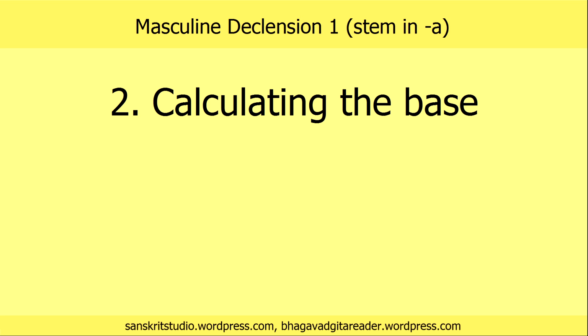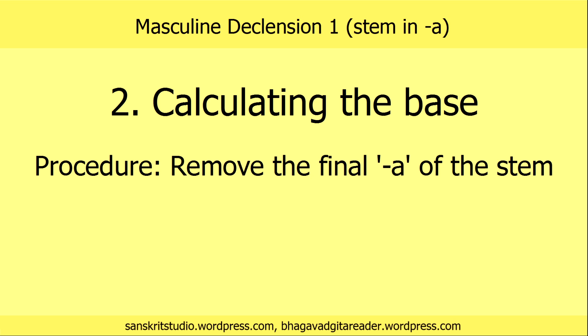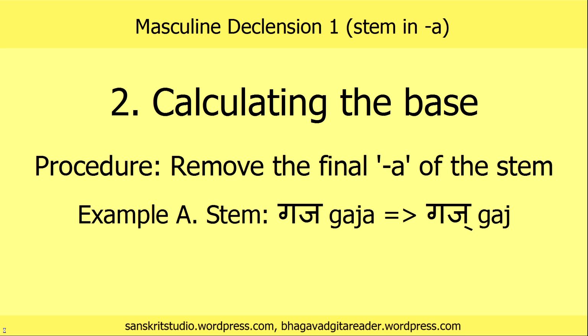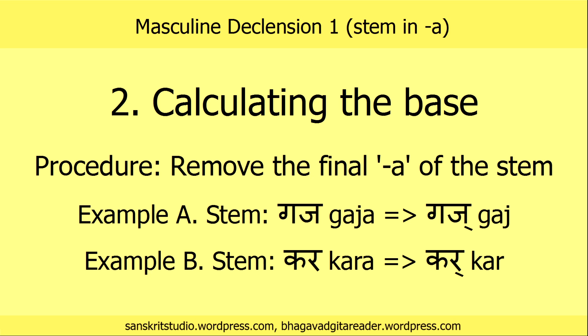Now to calculating the declension base. The procedure is very simple. We just remove the final short A of the stem, and then we get the declension base. So in example A, if the stem is gaja, then we will have a base gaj. And if we have a stem kara, we will get a base kar.